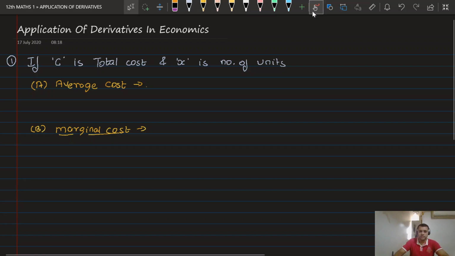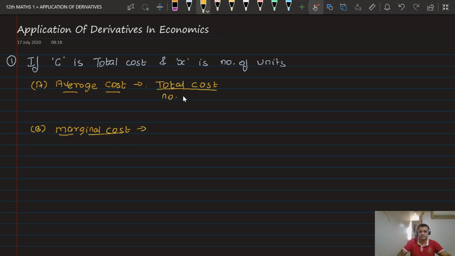When we talk about the average cost, it is nothing but total cost divided by number of units. So average cost over there is represented by C with a suffix A, which represents average cost. We can say CA over there, and it is given by C by X.